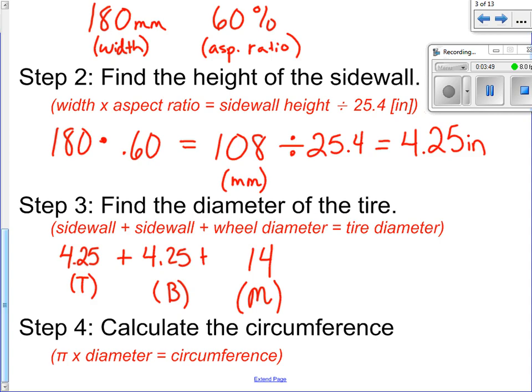So remember, top plus bottom plus middle, or if you want to put it in order, that's fine. But we've got to add all of those to get the entire height or diameter of the tire. So if we add that all together, we will get 22.5 inches. So remember, if you had a tire, that's how tall it is from the very top to where it meets the ground. All right?